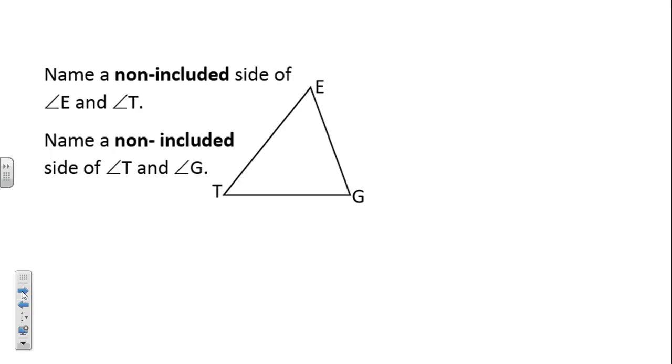Okay, what about a non-included side? We want to know what's a non-included side of angle E and angle T. So if this is an angle and this is an angle that we're looking at, what would be a non-included side? GE or TG, okay? So there are two of them.